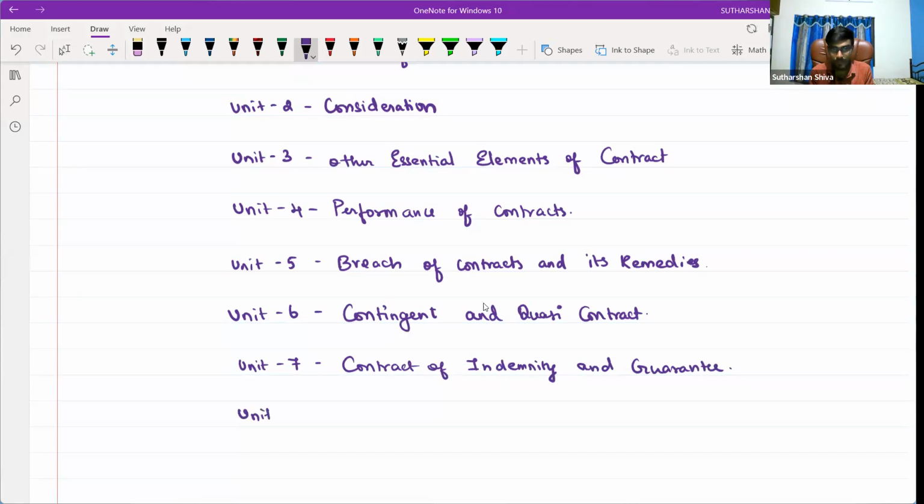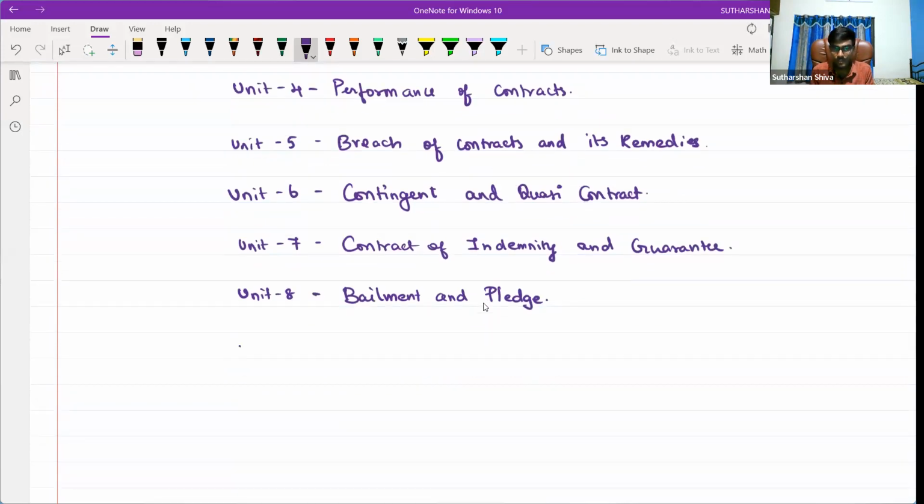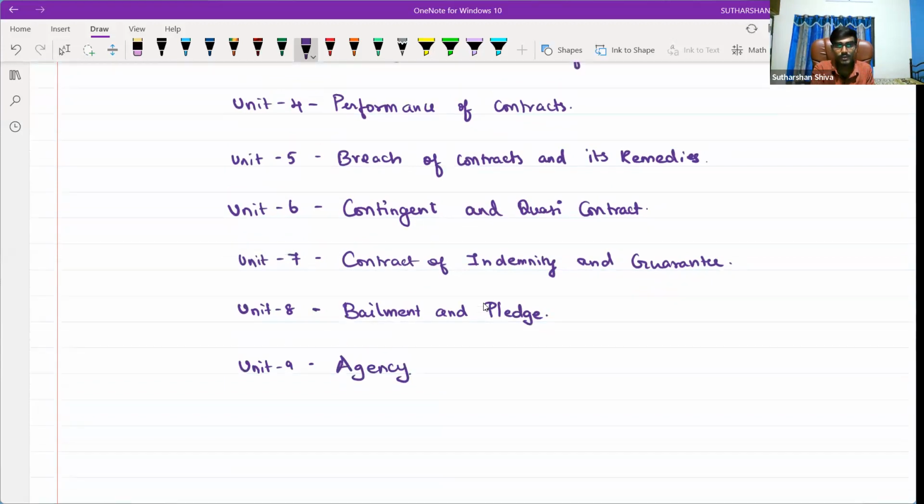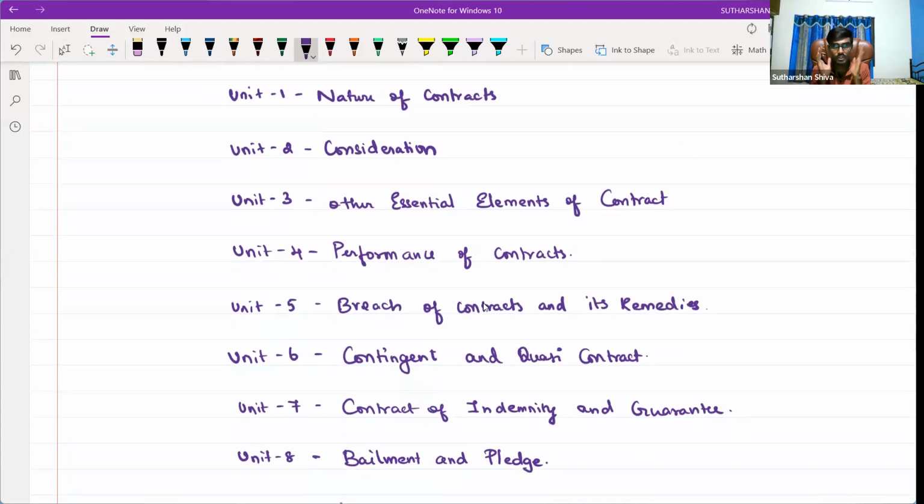Unit number 8, the last but one unit, you have bailment and pledge. What is called bailment and what is called pledge. And unit number 9 is based on agency. So these 9 units are going to make a very big chapter in this material itself. This is the heart of the paper.